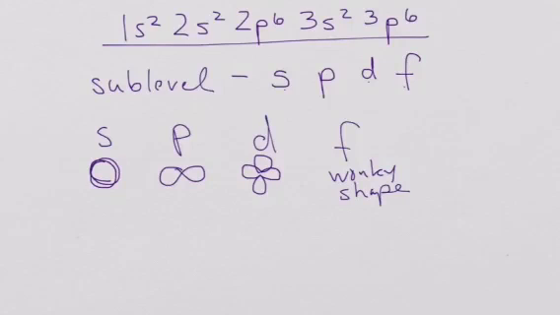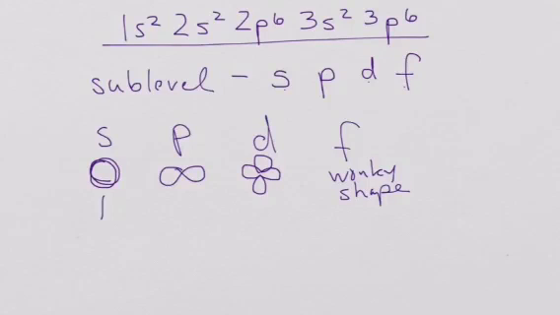Now, our s orbital is by far our simplest, and we only have one s orbital per energy level. You get no more than that. A sphere is a sphere is a sphere. You can only have one. However, the p orbital, we've already learned.